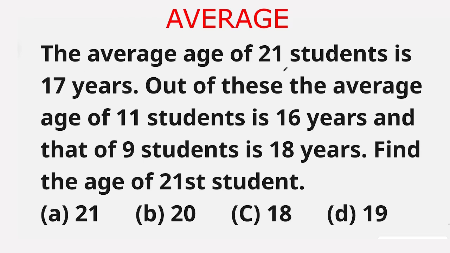The average age of 21 students is 17 years. Out of these, the average age of 11 students is 16 years and that of 9 students is 18 years. Find the age of the 21st student. The given options are option A, 21, option B, 20, option C, 18, option D, 19.